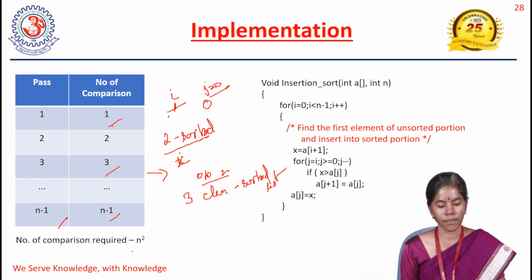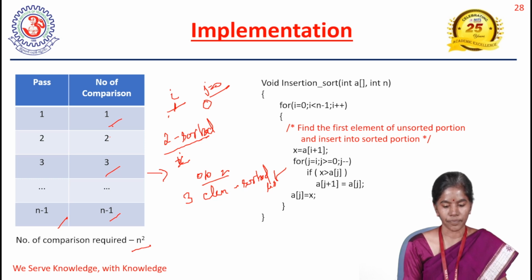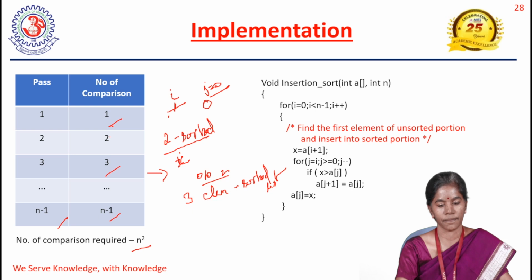So the total number of comparisons required, if you count all of them, becomes n square. Hence the time complexity for insertion sort is big O of n square.